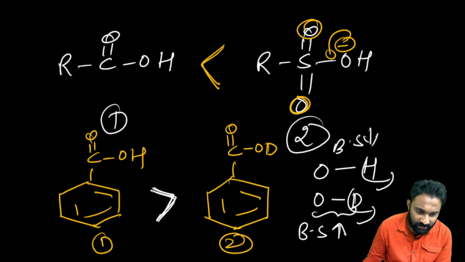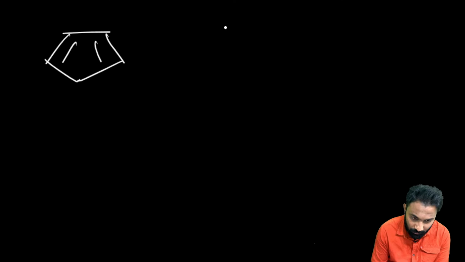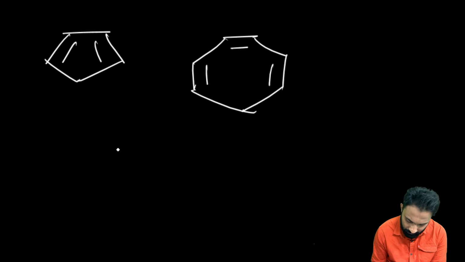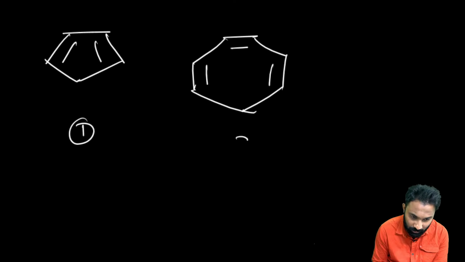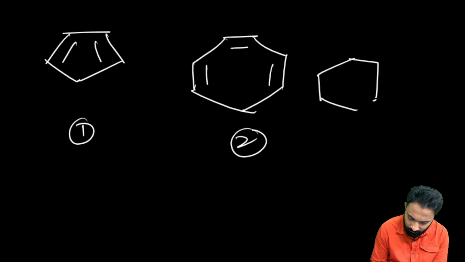See, many of the students will make the mistake in this compound. In which type of compound will they make the mistake, you know? They will give you one molecule in this manner, and the second molecule, and another molecule.